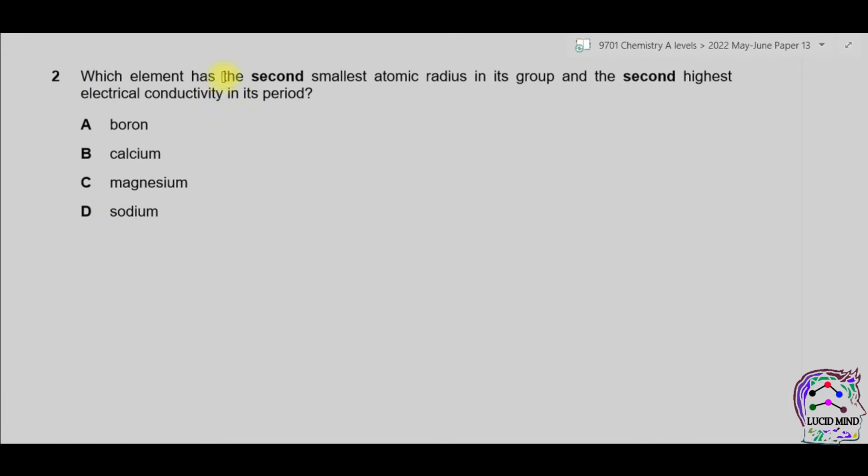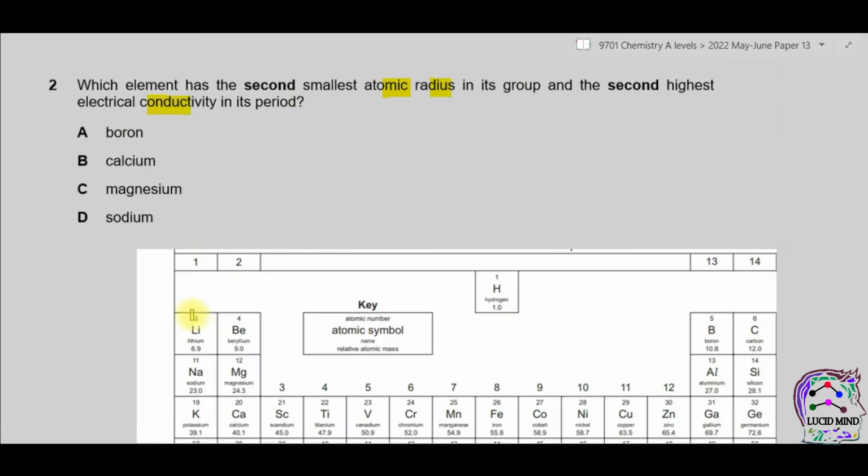Question number 2. Which element has the second smallest atomic radius in its group and second highest electrical conductivity in its period? We have boron, calcium, magnesium, and sodium. We can look in the periodic table. We have magnesium, we have calcium, we have sodium, and we have boron.